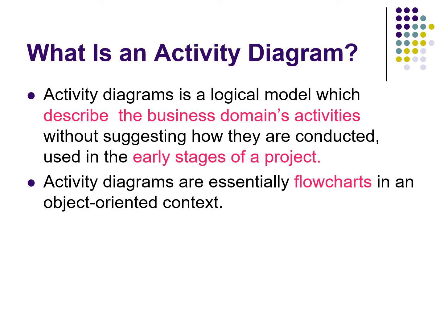Okay, what is an activity diagram? It is actually a diagram which is a logical model. What it does is that it describes the business domain activities, meaning that it will be representing the steps taken by the user in completing a function. It is normally used in the early stage of a project. You can imagine that this diagram is like a flow chart, showing the flow of activities, but in an object-oriented context.